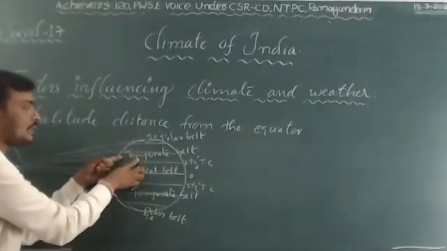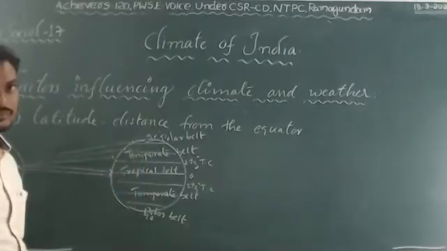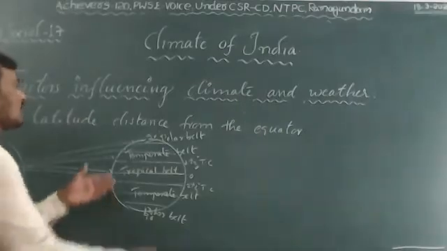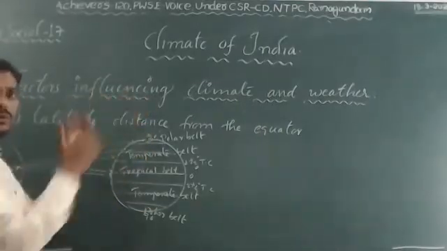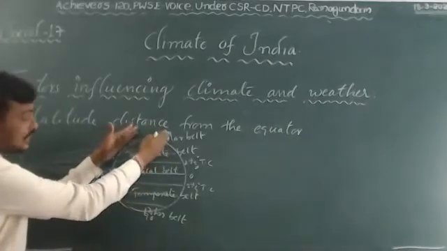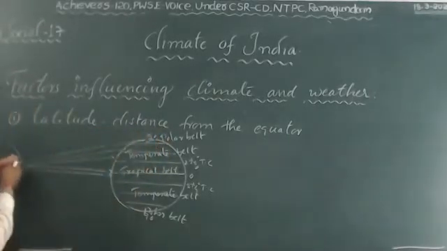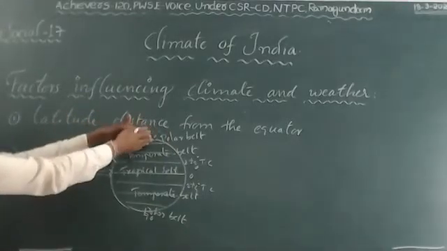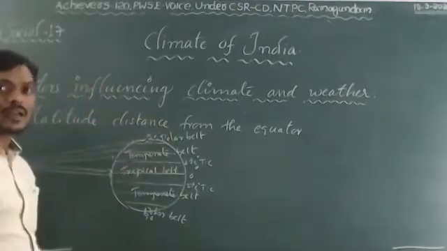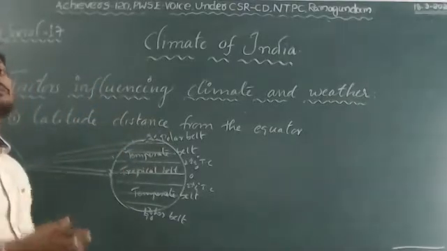In the temperate belt, the temperature is moderate, not too cool, not too hot. The polar belt is always cool, because the Earth is compressed over here, and the sun rays take a longer time to reach the poles. So this is the reason the polar belt is always cooler, frigid, and covered with snow.